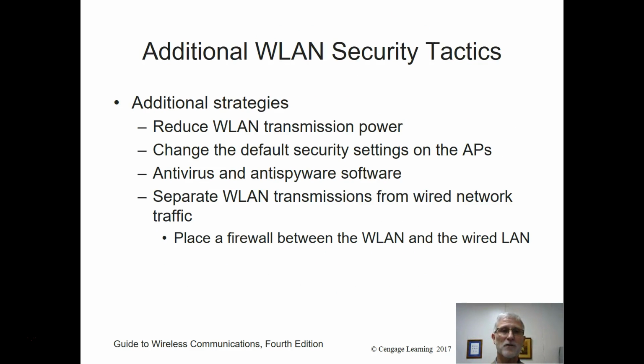Now, some of the other things you can think about: I can reduce the transmission power. Just because you have an access point that can transmit up to 300 feet or larger doesn't mean you have to. You can reduce that power to the point where it's just barely getting through your walls. So you just want to change the transmission power to change that coverage area to match the service that you want to provide. Now I can change the default security systems.